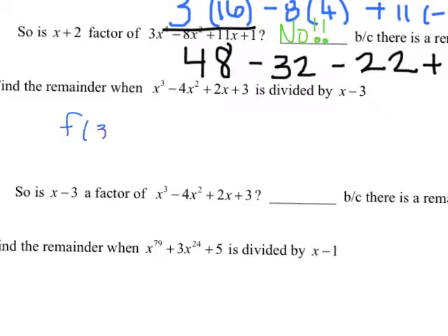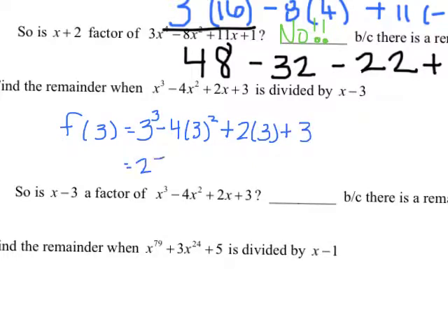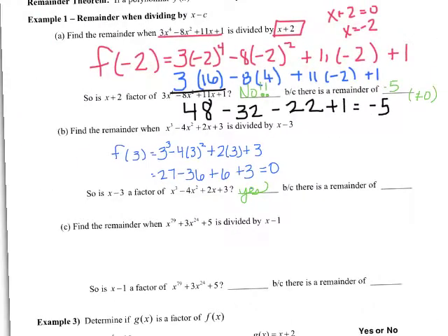So f of 3 is 3 cubed minus 4 times 3 squared plus 2 times 3 plus 3. That is 27 minus 9 times 4, which is 36, plus 6 plus 3. And if you do all that, you do get 0. So we would say, yes, this is a factor because the remainder is 0.